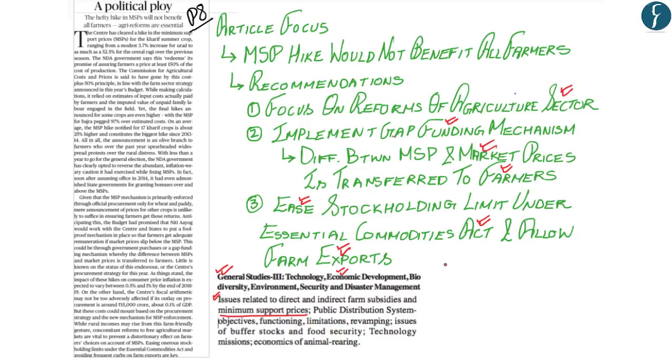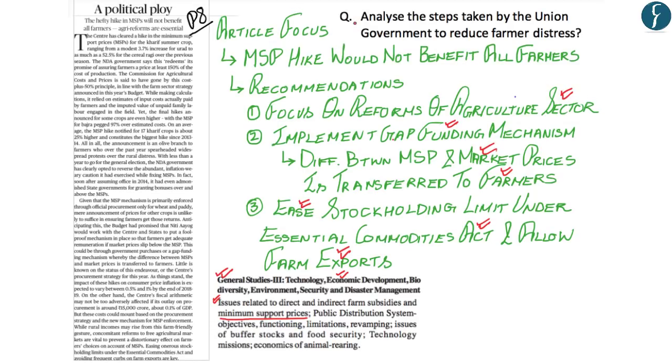So a question for practice: analyze the steps taken by the Union government to reduce farmer distress, wherein one of the steps would be the hike in MSP. When analyzing this point of the hike in MSP, you can refer to how the MSP would be given 1.5 times the production cost, wherein the production cost would be based on the A2 plus FL formula. And moreover, you can also refer to the points raised in this article that this MSP hike would not benefit all farmers, thereby giving a complete analysis of this particular step.